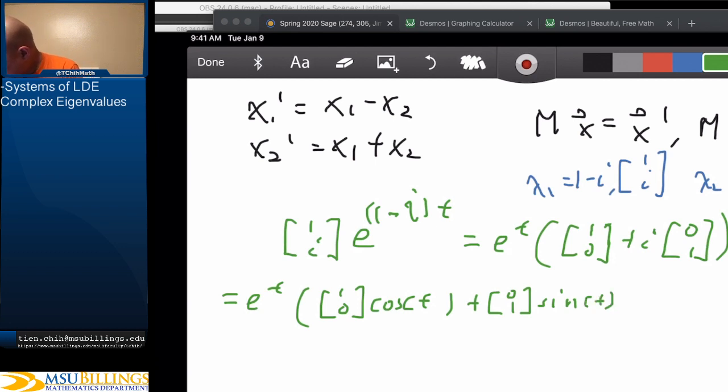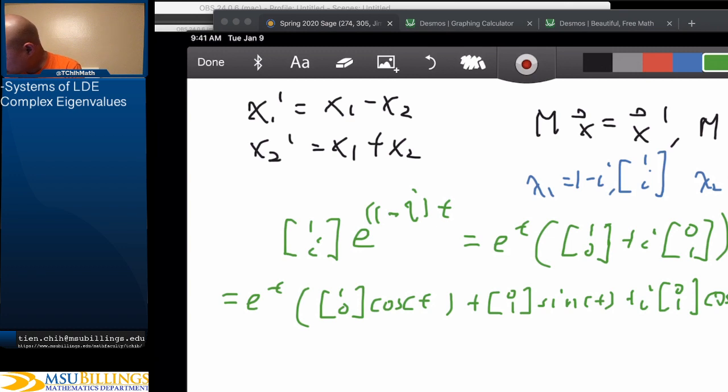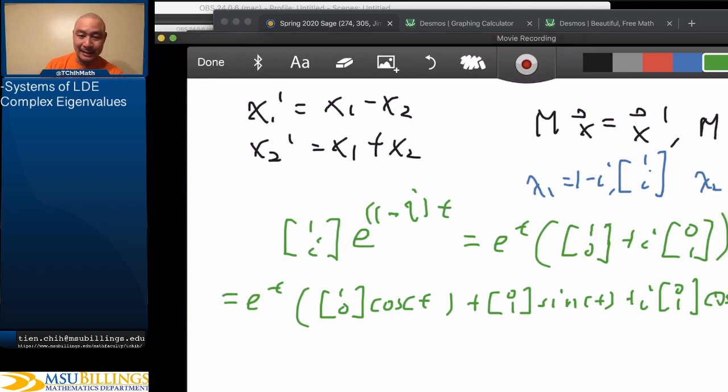And then I get i times 0, 1 cosine of t. And then this 1, 0 times that gives me minus i times 1, 0 sine of t. All right. So that's not the prettiest thing in the world, but it's done. And that is the solution that corresponds to this eigenvalue and this eigenvector.